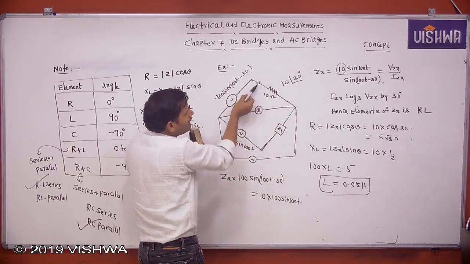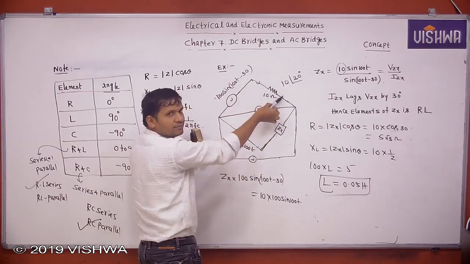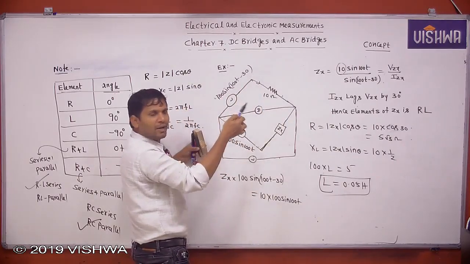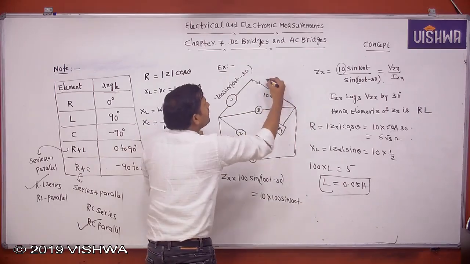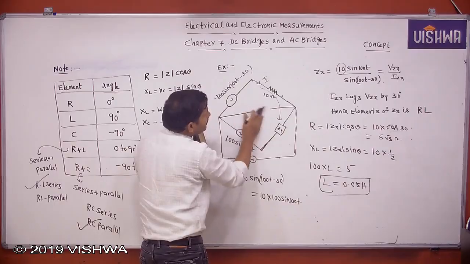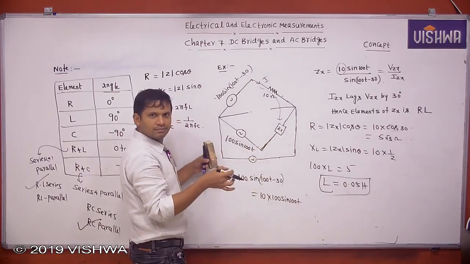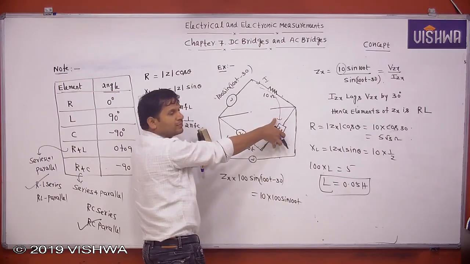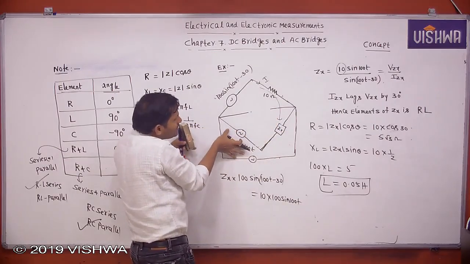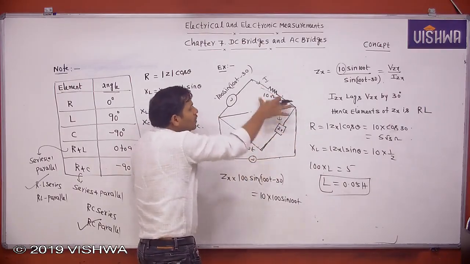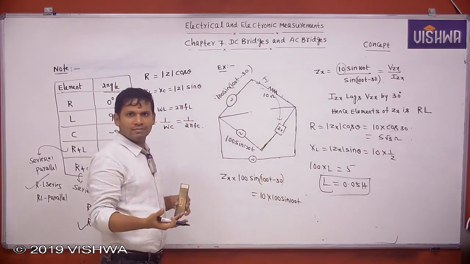Okay. You calculate the current in this arm: 100 sin 100t minus 30 by 10 ohms will give this current. Then this current is equal to this current, then we can get IZX, because this current is equal to this current. Then voltage across this arm is equal to voltage across this arm. Then VZX you know, IZX you know. From that you can tell.